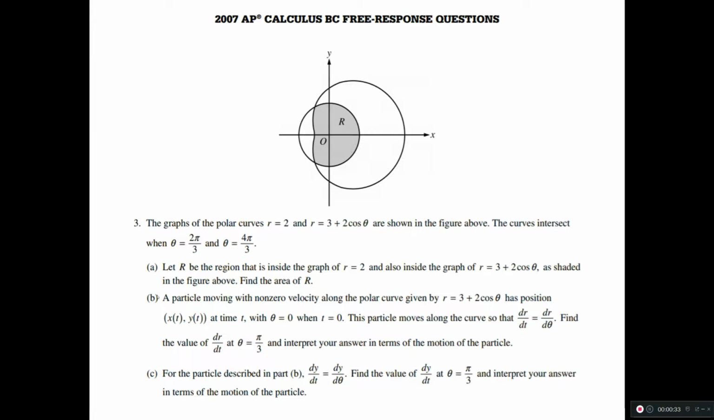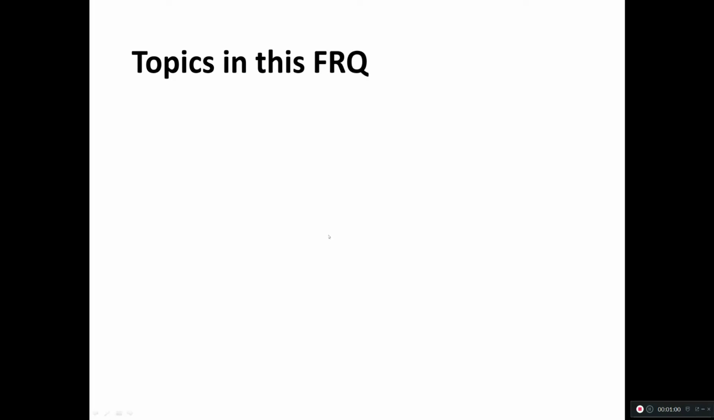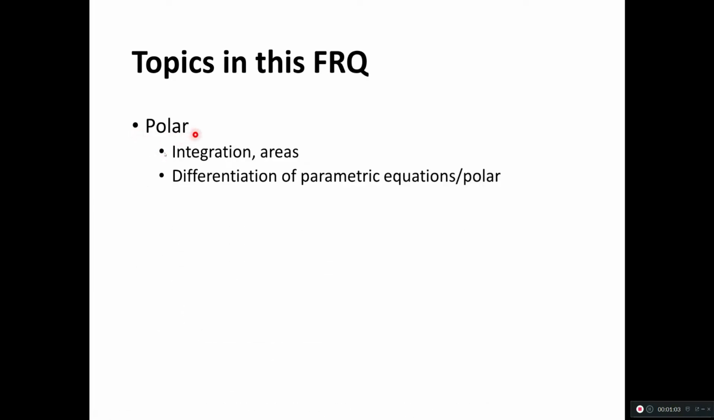Quickly looking over the problems, we see that for the first one, what we have to do is find the area inside the graph of r is equal to 2, and also inside the graph of r is equal to 3 plus 2 cosine theta, which is just this shaded area here. For b, we're going to have to find the value of dr over dt at theta is equal to pi over 3. And for c, we're going to have to find the value of dy over dt at theta is equal to pi over 3. So we know that this is a polar question and that we're going to have to apply integration to find the areas, and we're also going to have to differentiate parametric or polar equations.